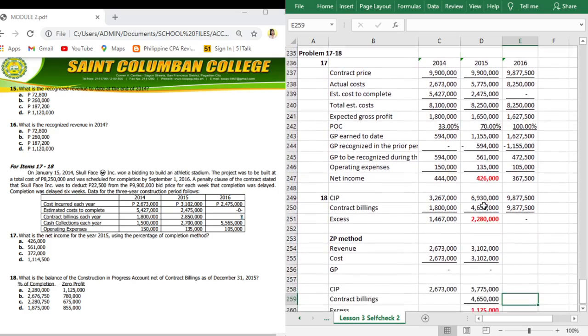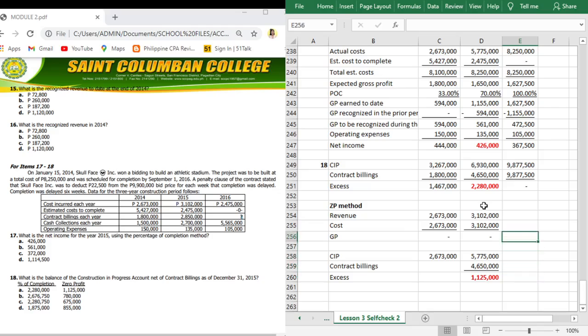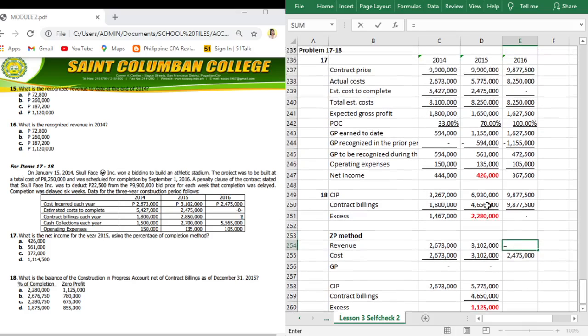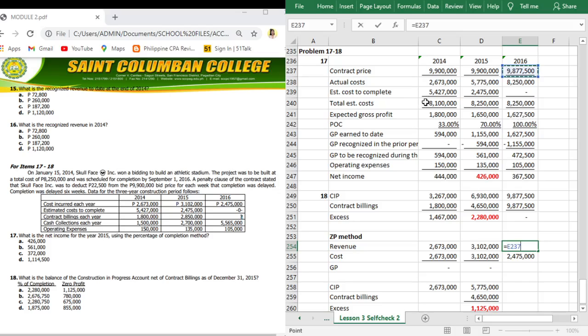And then, for the gross profit method, since last year naman taron, so, the cost here should be 2,475,000. So, pila ang revenue nga i-recognize? So, ang revenue, kung pila na lang itong nabilin, di ba? The contract price is 9,877,500. Nag-recognize na kag 2,673 sa 2014 and 3,102,000 sa 2015. So, ang i-recognize na lang nimo karon is 4,102,500. So, kung ato ni siyang i-total tanang revenue nga na-recognize, that is the contract price of 9,877,500.